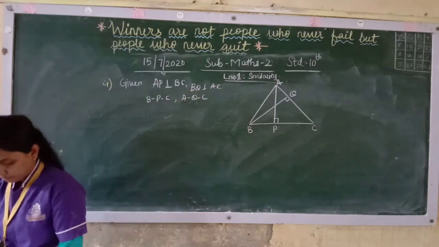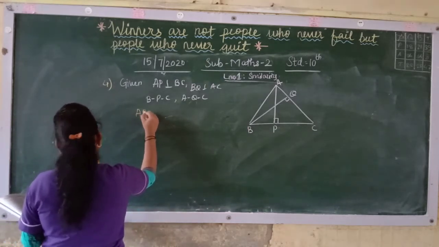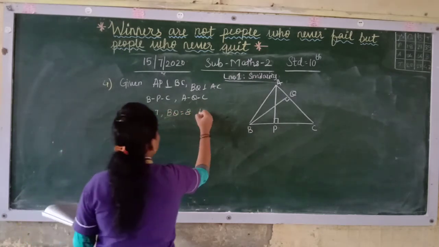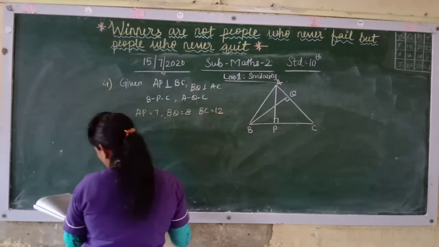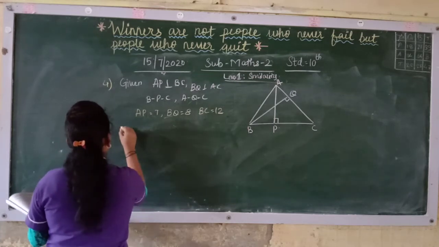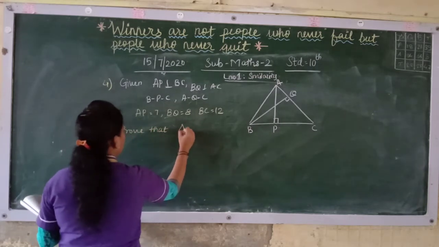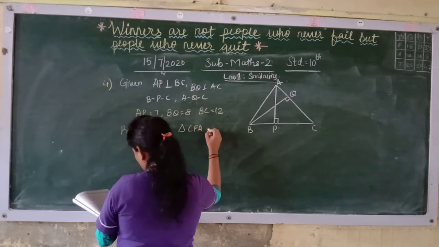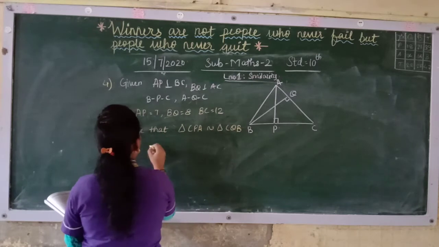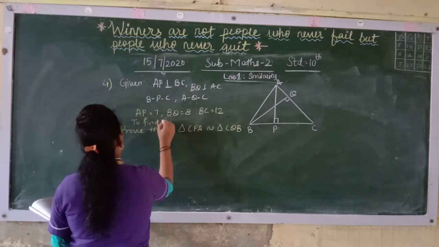Further, they have given that AP is 7, BQ is equal to 8 and BC is equal to 12. So here you have to prove that triangle CPA is similar to triangle CQB, and you have to find AC also.